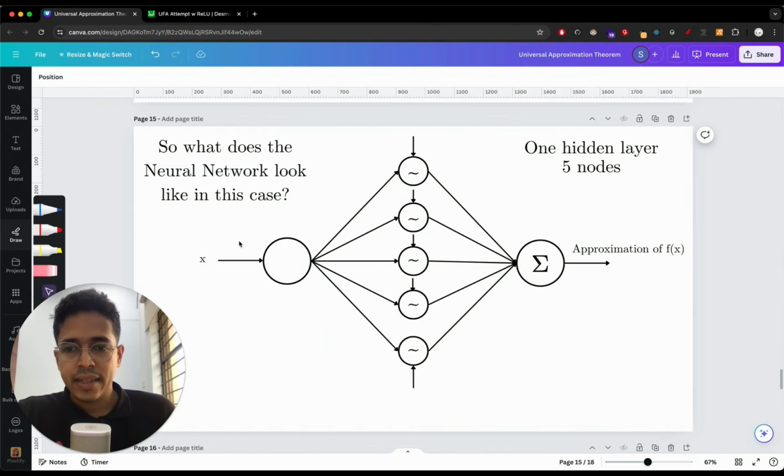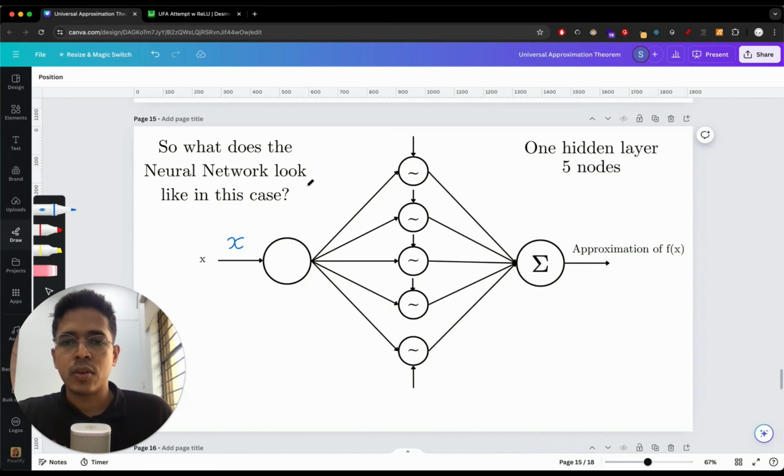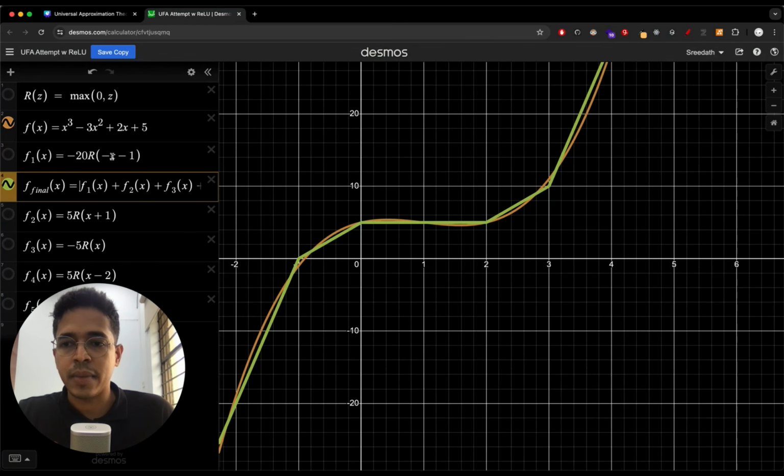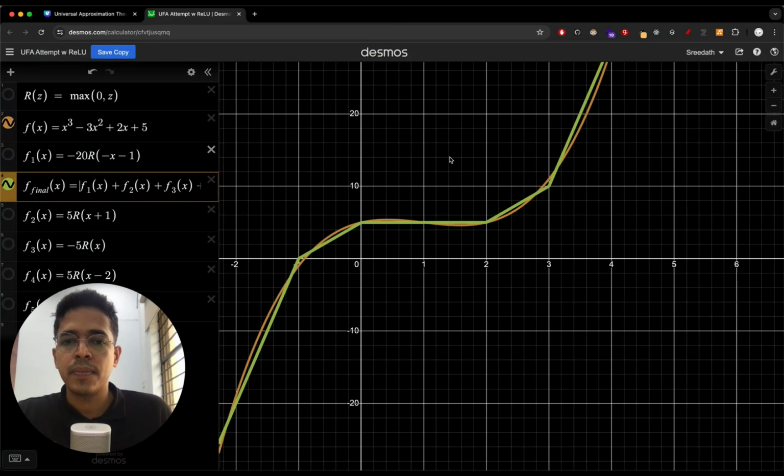The input is x. So x is coming into the input node. There is only one input node because there is only one number as the input. There will be 5 nodes in the one and only hidden layer. Now what will be the values here? We can go back to our function. The first node has minus 20 times ReLU of minus x minus 1. So the weight over here is minus 1 because it's minus x, and minus 1 is the bias. So this is the bias to the first node.